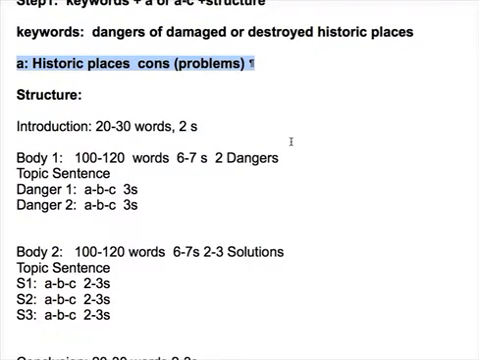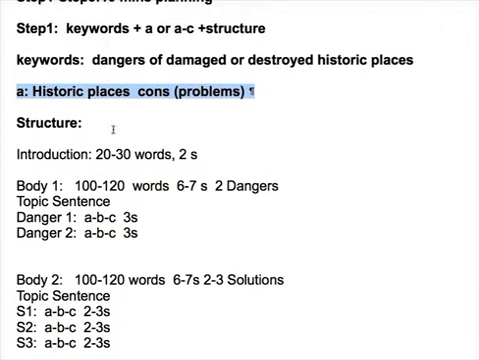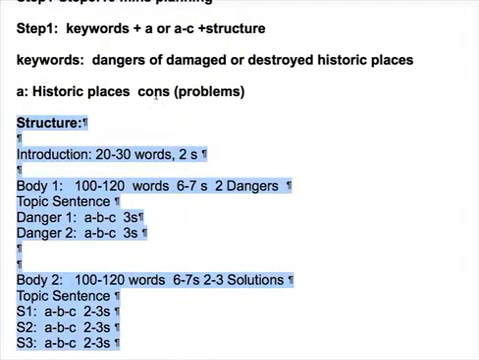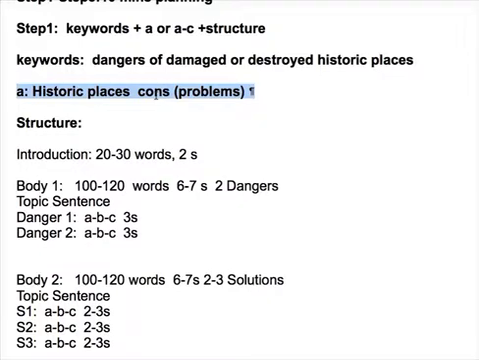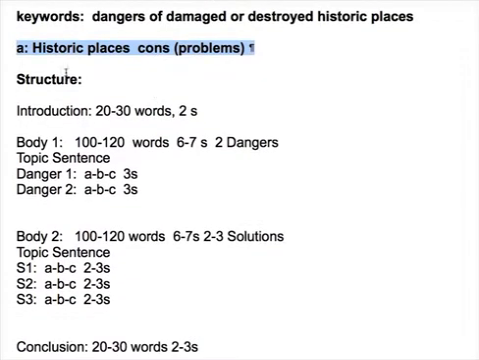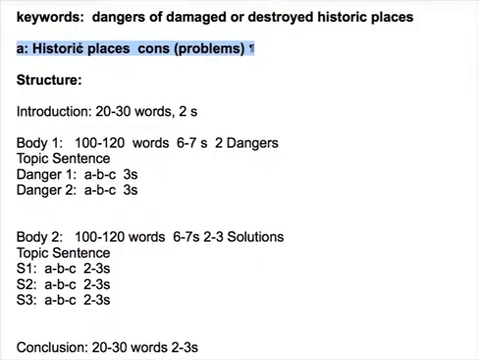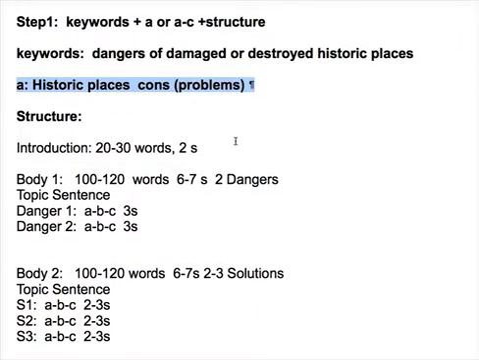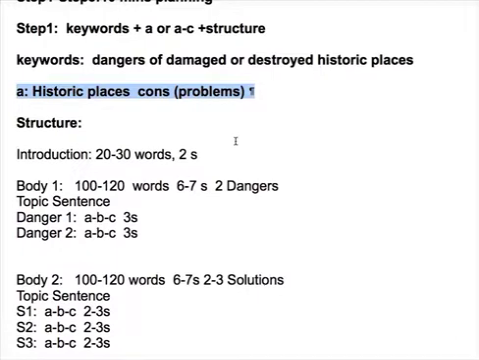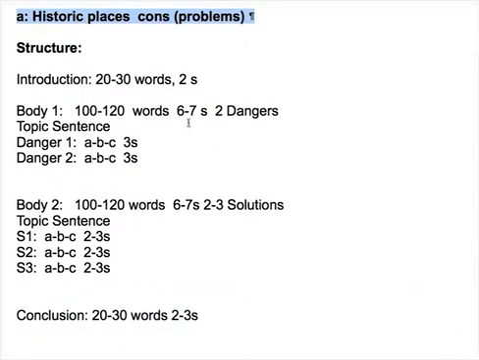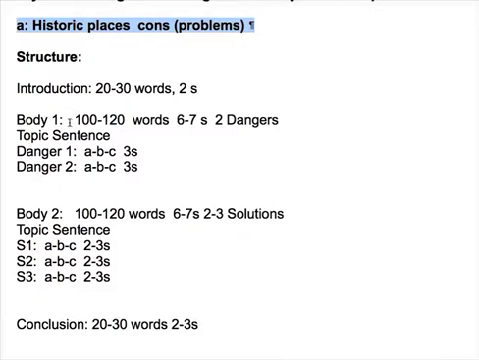Then we need to decide the structure of this essay. So we move on to the structure first, then I'll explain to you how to generate the ideas of problems, the AC, the C. Okay, let's have a look at the structure. So this type of question, because it asks you to talk about dangers and solutions, there are 2 body paragraphs. In the first body paragraph, you might write 2 dangers, and the second one, you might write 2 or 3 solutions. And all of them, you need to use ABC phrases as well.